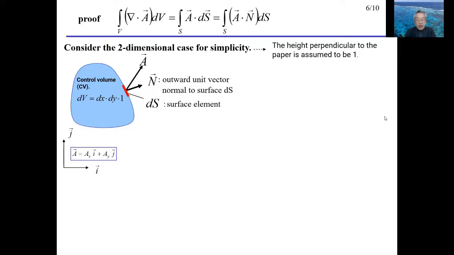The coordinate system is shown below the figure of CV. The vector A has a value inside the CV, but in this figure, the vector A on the surrounding surface of CV is presented.